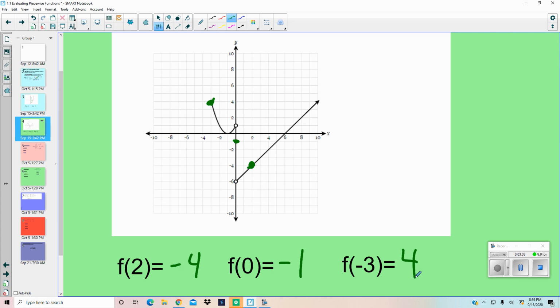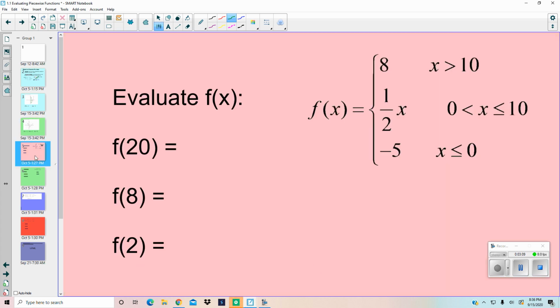Okay, so part of the assignment, you're going to be looking at a graph, and then they're going to give you x, and you have to find what y is. The other part of the assignment is they're going to give you a function and ask you to find what the y is from the given x value. In other words, here, f of 20. You have to go to this piecewise function and look at this part of it to figure out where 20 fits in these inequalities.